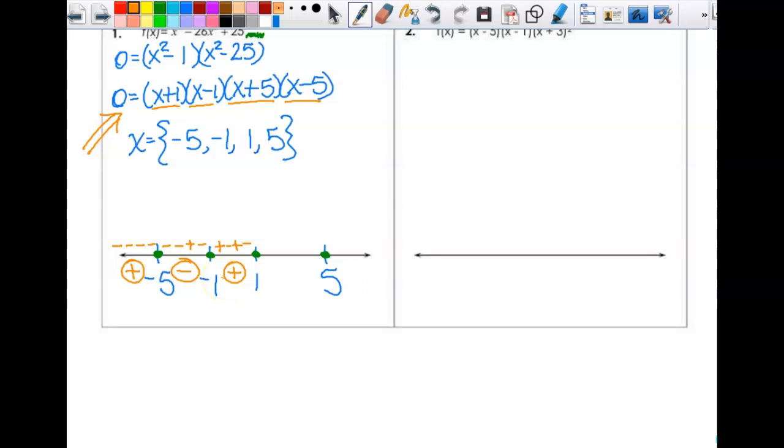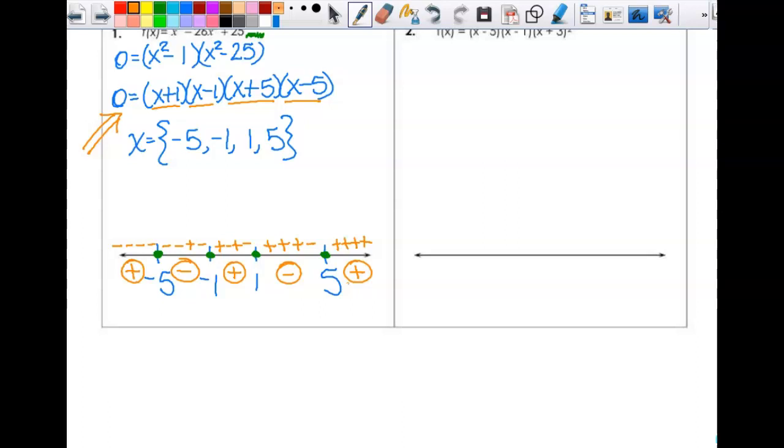Okay, everybody understand where my positives and negatives are coming from? Any questions at this point? Okay, so then between 1 and 5, I'm going to pick 2. So this will give me positive, positive, positive, then negative. So that's negative overall. After 5, I'll pick 6. So that's positive, positive, positive, positive. And then that is positive overall. All right.